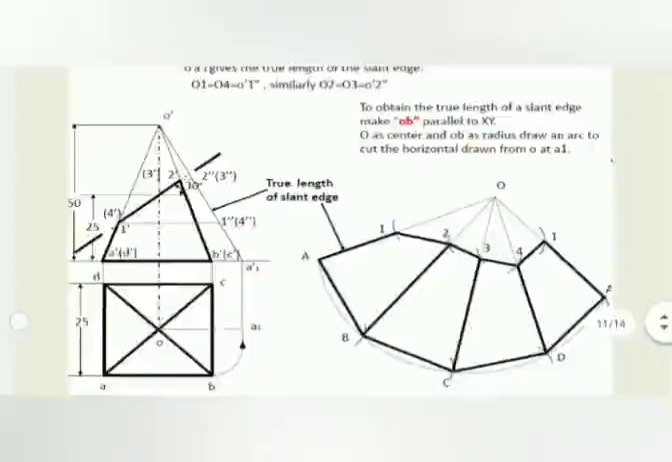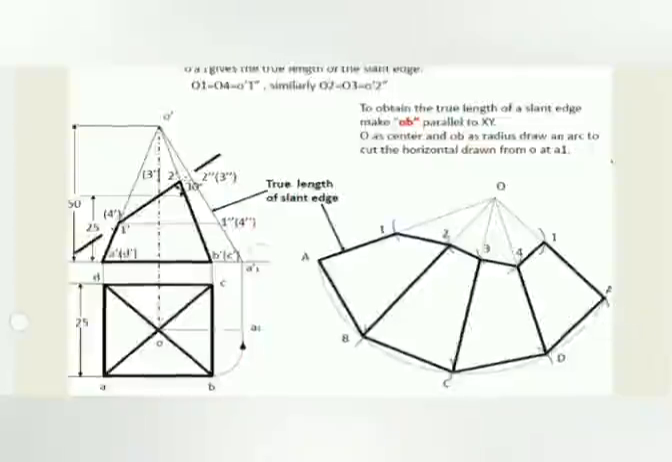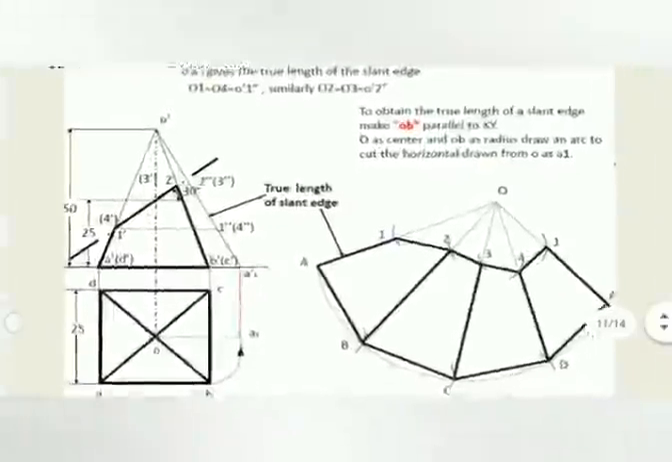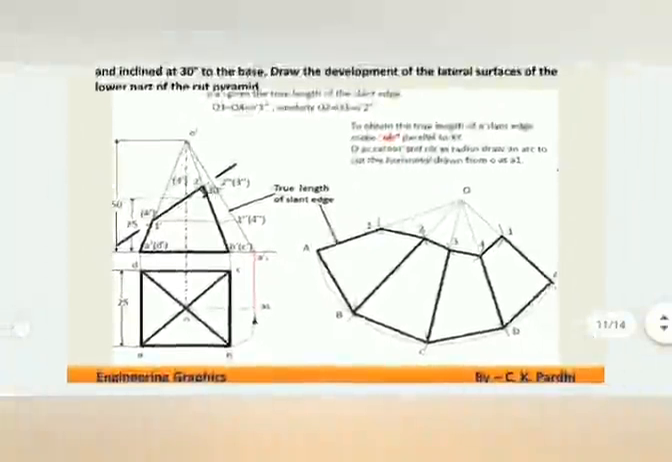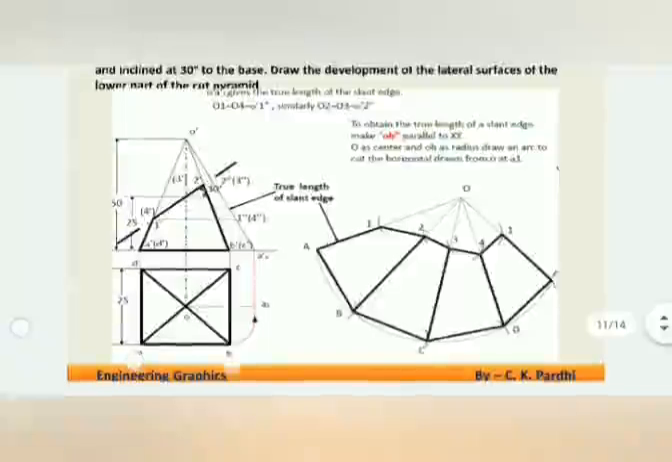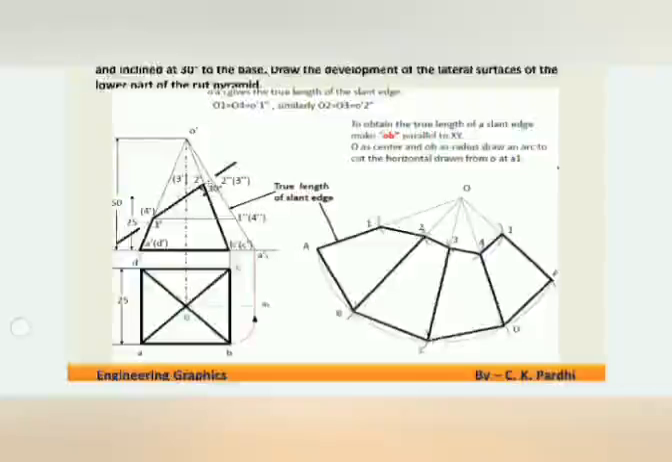Now taking the radius equal to the true length of the slant edge, we draw an arc, and on this arc let's take point A anywhere, and then in the compass we take the distance AB equal to the base side of the pyramid, and then divide this arc into four parts: A to B, B to C, C to D, and D to A. Join all these points with the apex O, the center point, and we get the four triangular faces.